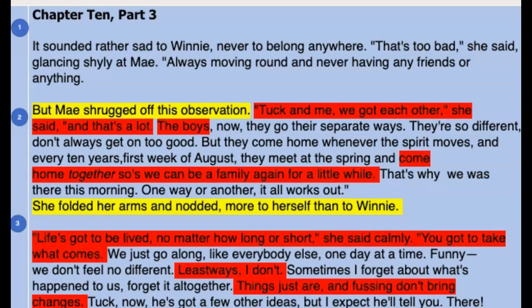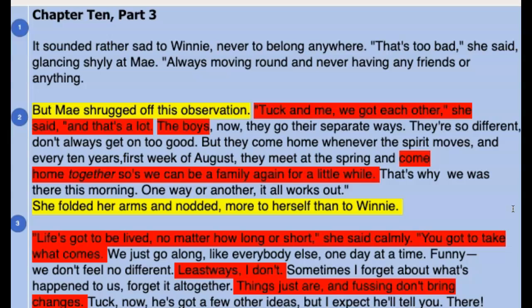Chapter 10, Part 3. It sounded rather sad to Winnie, never to belong anywhere. "That's too bad," she said, glancing shyly at May. "Always moving around and never having any friends or anything?" But May shrugged off this observation. "Tuck and me, we got each other," she said, "and that's a lot. The boys, now, they go their separate ways. They're so different and don't always get on too good. But they come home whenever the spirit moves, and every 10 years, first week of August, they meet at the spring and come home together. So as we can be a family again for a little while. That's why we was there this morning. One way or another, it all works out."